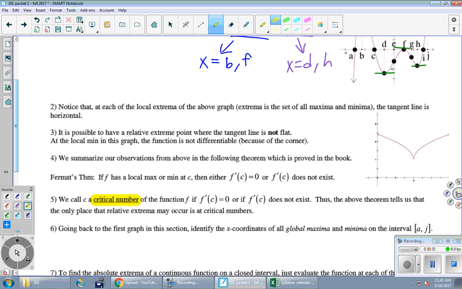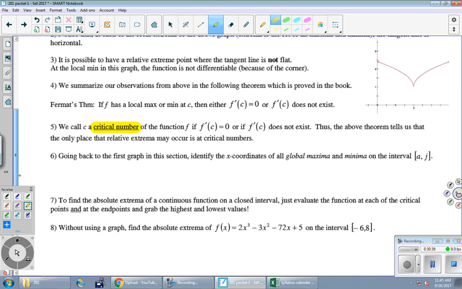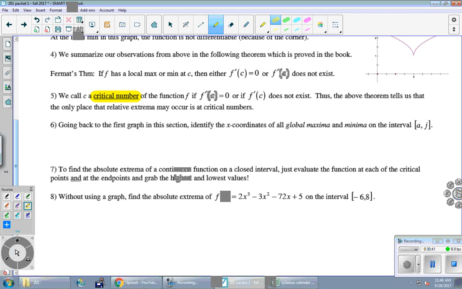Critical, because they are critical to understanding the behavior of the function. Right? These are important points. Okay, moving on here. Suppose that we had this problem: identify the x coordinates of all global maxima and minima on this closed interval A to J.